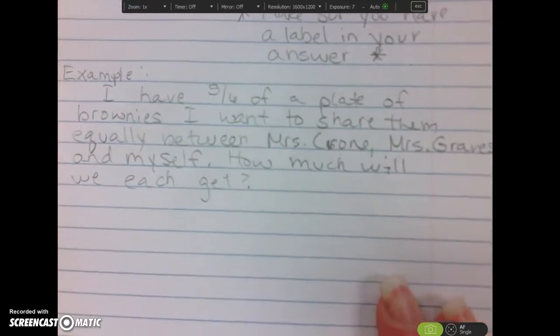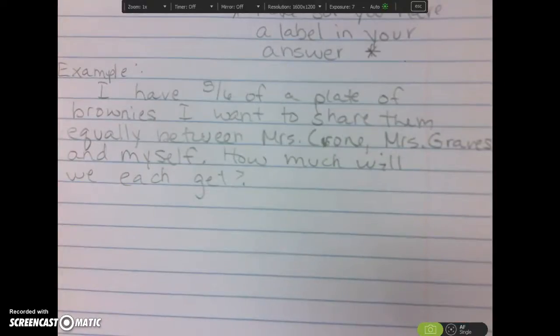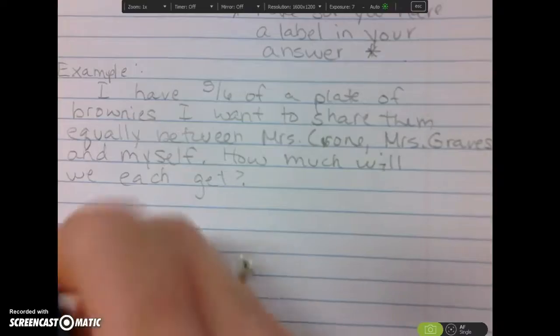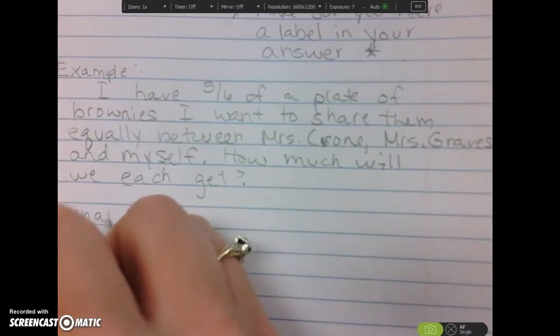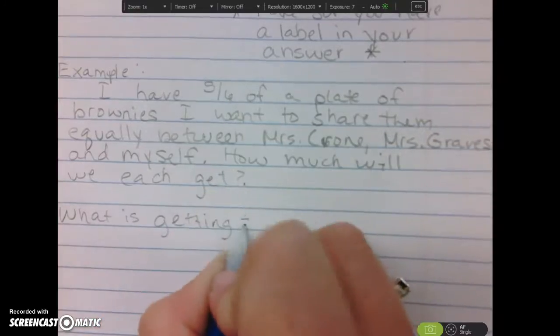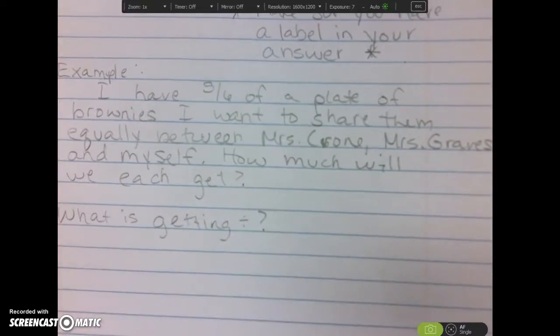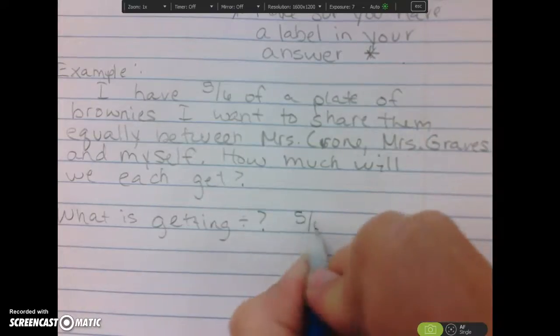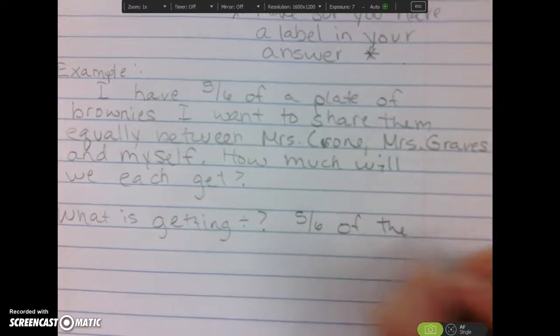Remember, if you need to copy this down, I was going too fast, just push pause until you have it all copied down. The first thing I ask myself is, what is getting divided? Well, am I splitting up Mrs. Crone, Mrs. Graves, and myself, or am I splitting up the plate of brownies? I'm splitting up 5/6 of the brownies.